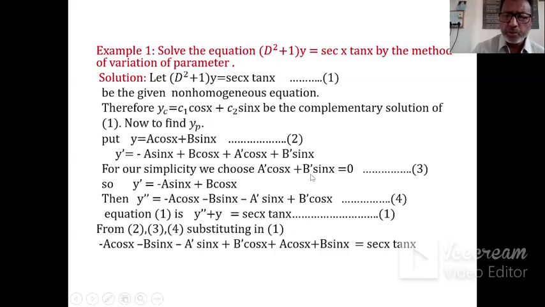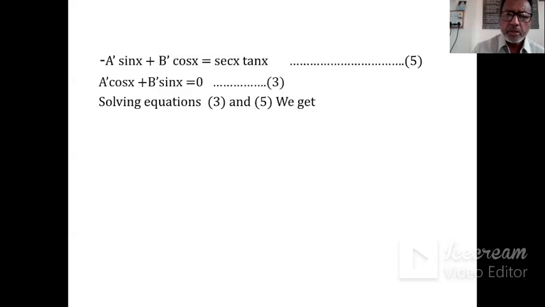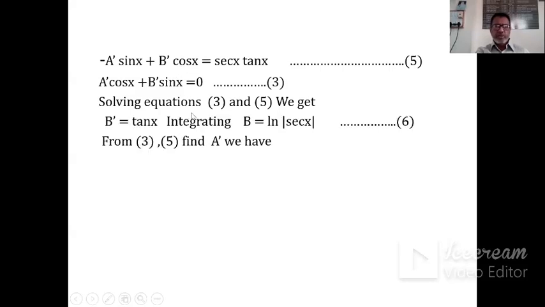And we want to use this equation 3. Remember this equation 3. Now we get minus A dash sin x plus B dash cos x is equal to sec x tan x. And our equation 3 is A dash cos x plus B dash sin x is equal to 0. Now we want to solve these two equations for A dash and B dash. For that purpose, solving these 3 and 5, we multiply this by cos x and this by sin x, and adding.